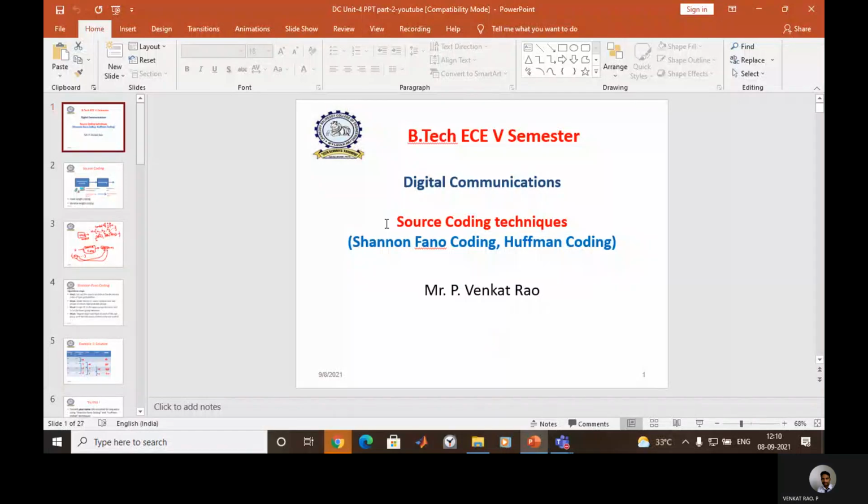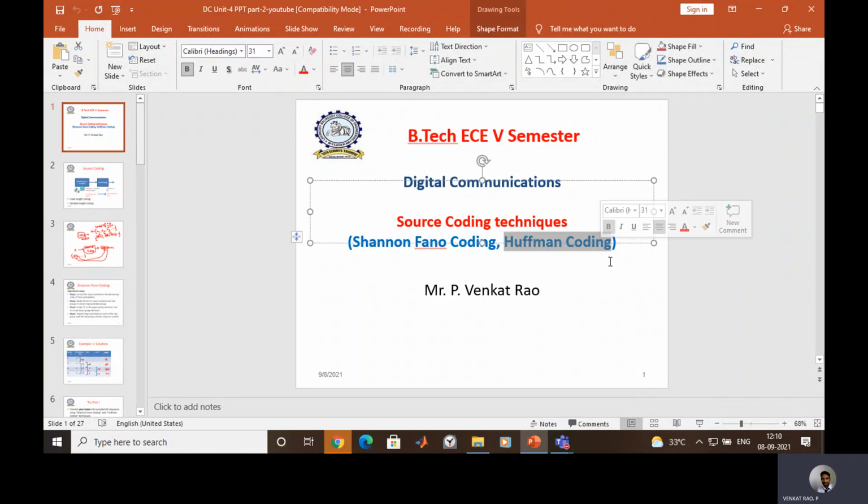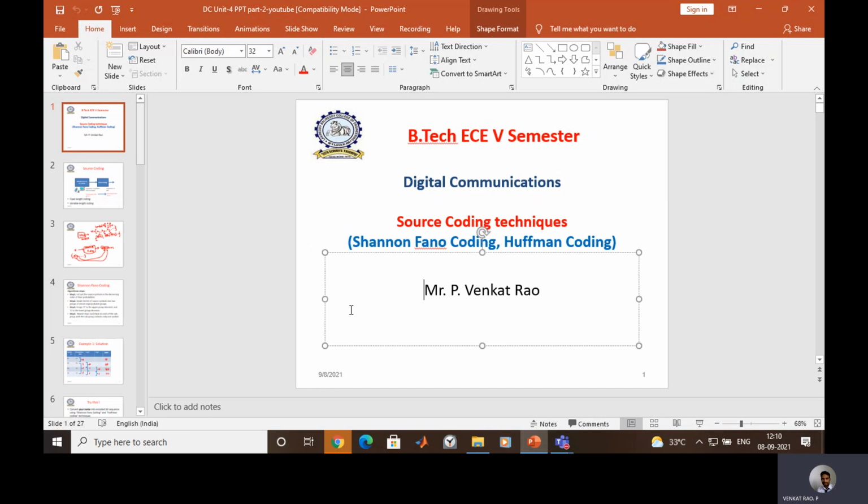Everyone, today I am going to discuss one of the important source coding techniques, that is Huffman coding. In the previous lecture I have already explained Shannon-Fano coding. It is one of the fundamental techniques under source coding methods. Now here I am going to explain the second important source coding technique, that is Huffman coding.